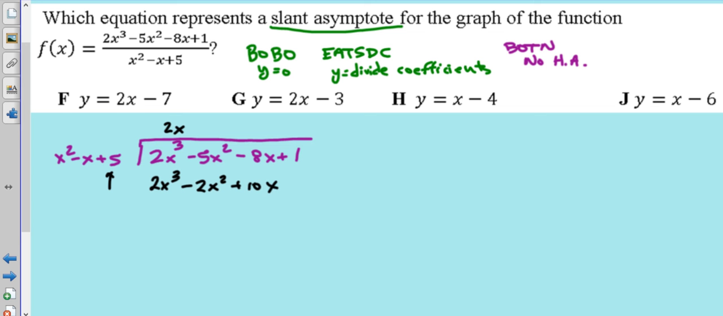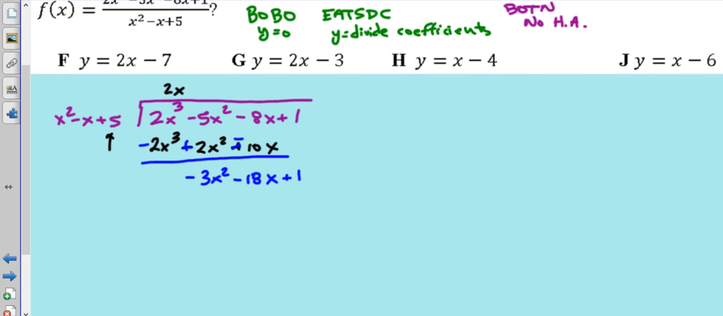Now, before I simplify here, the fundamental rule of division is we always switch the signs. So this becomes negative, this negative becomes a positive, and this positive is going to become a negative. So these go away, and this becomes negative 3x squared. And then I have a negative 8x and a negative 10x, which gives me negative 18x. Carry down your 1. Now that I've carried down my last terms, I know this is going to be my last step. So I start over.